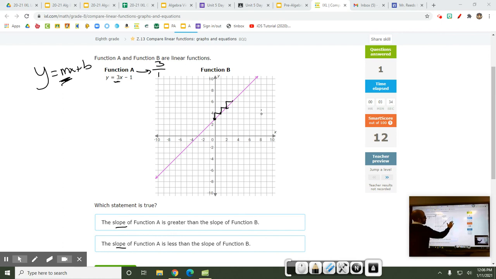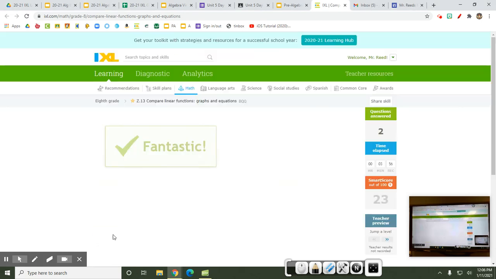I know that my rise and run, okay, my rise, I'm going up 1, up 1, up 1. My run is over 1 each time. So my slope of function B is just 1 over 1. So the slope of function A is greater than B, or the slope of A is less? Well, the slope of A in this instance is greater. Fantastic.